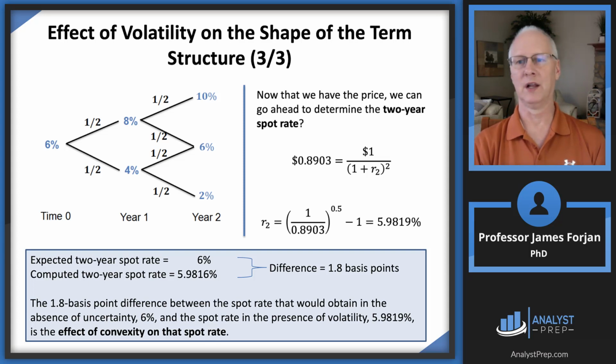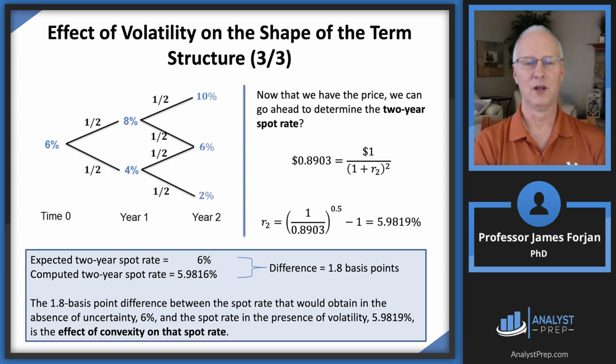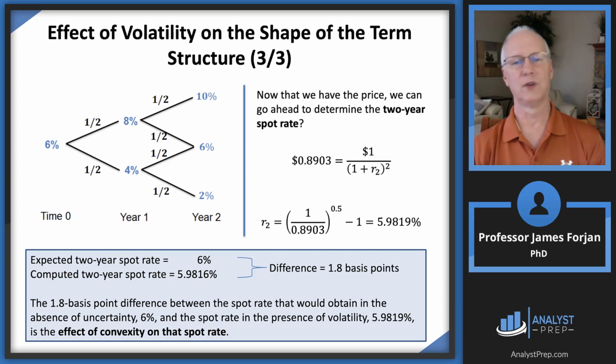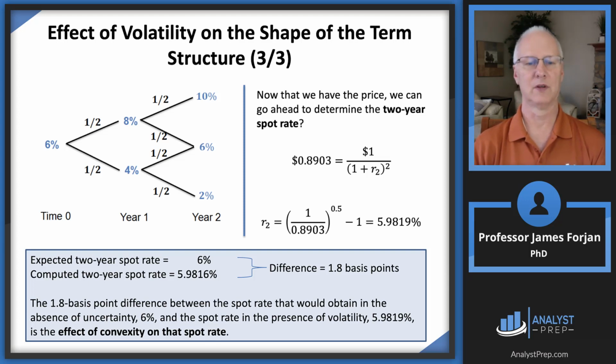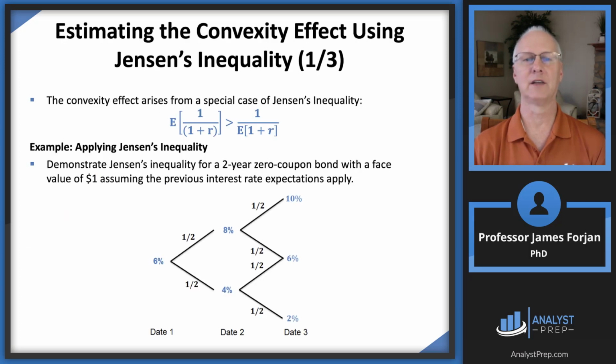Remember that bondholders, they love convexity if they expect interest rates to fall, because then the bond price will rise by substantial amounts. Bondholders don't like convexity if they expect interest rates to rise, because then they'll lose substantial amounts. All right, so what we're trying to do here is figure out the effect of convexity. And this can be summarized using this concept called Jensen's inequality. So we have a challenge here. Demonstrate Jensen's inequality for that 2-year zero coupon bond with that face value, with all the previous interest rate expectations.